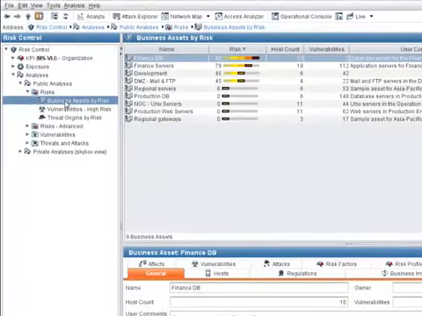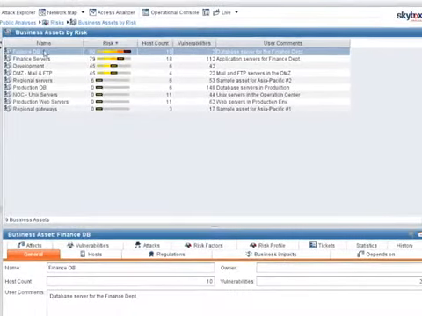We'll look at it from the perspective of the asset group itself, and here I can see the different asset groups and what level of risk they're currently at given the vulnerabilities that are on the hosts in those groups. I can see my finance database asset group is at a fairly high level of risk right now.